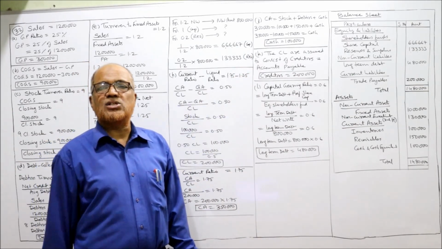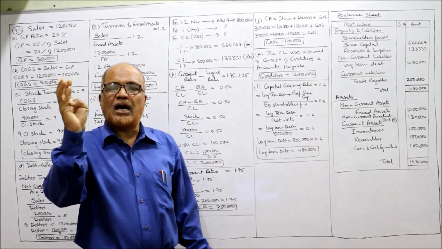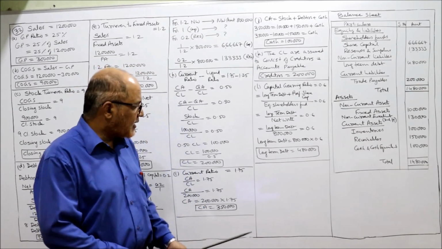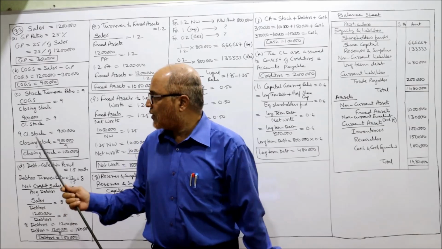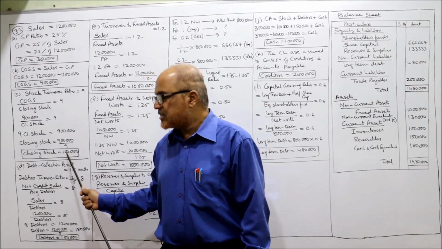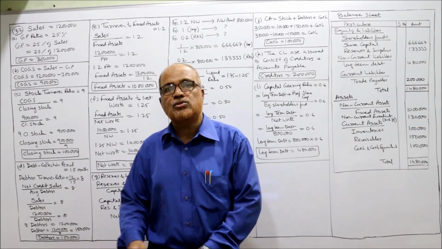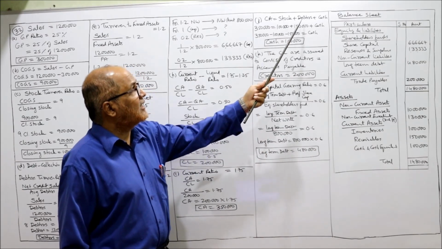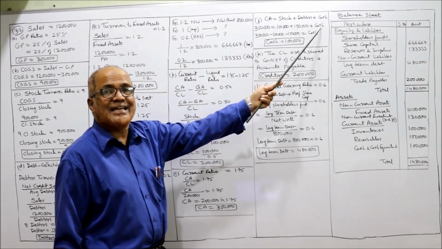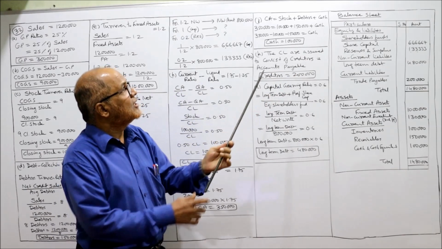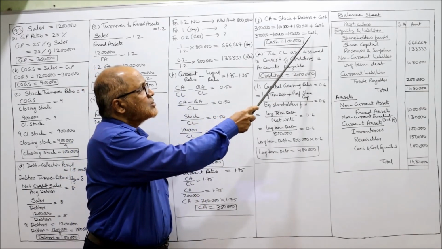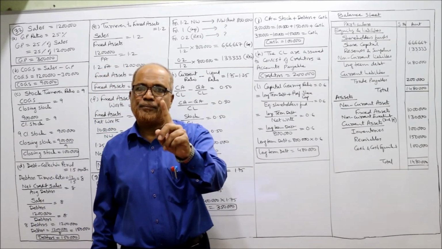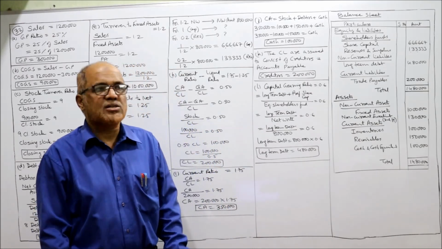The current asset consists of stock, debtors and cash. Here current asset we got 3,50,000. How much is the stock? Already we have calculated 1 lakh. How much are the debtors? 1,50,000. So stock is 1 lakh, debtors is 1,50,000, plus cash. We don't know how much is the cash. So now 3,50,000 minus 1 lakh minus 1,50,000 is equal to cash. Cash is 1 lakh. We got cash rupees 1 lakh.